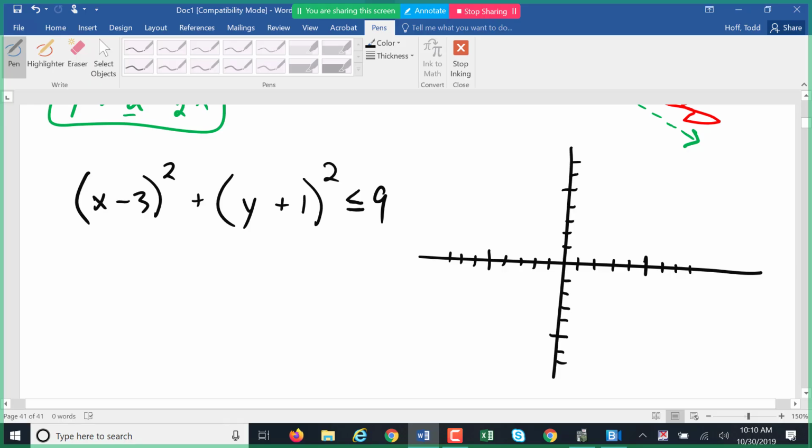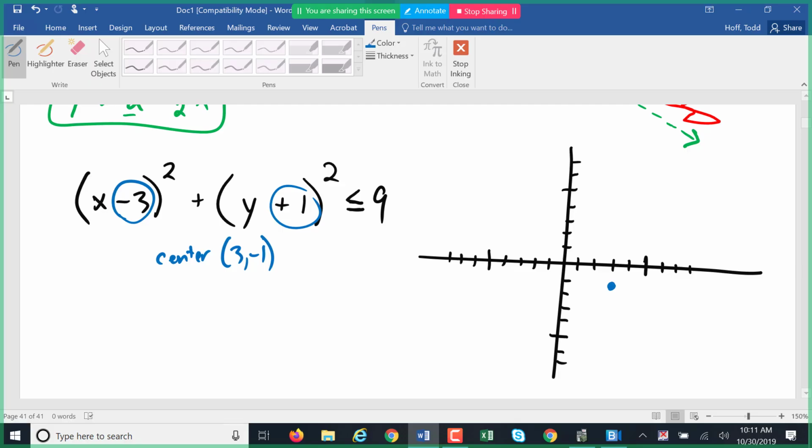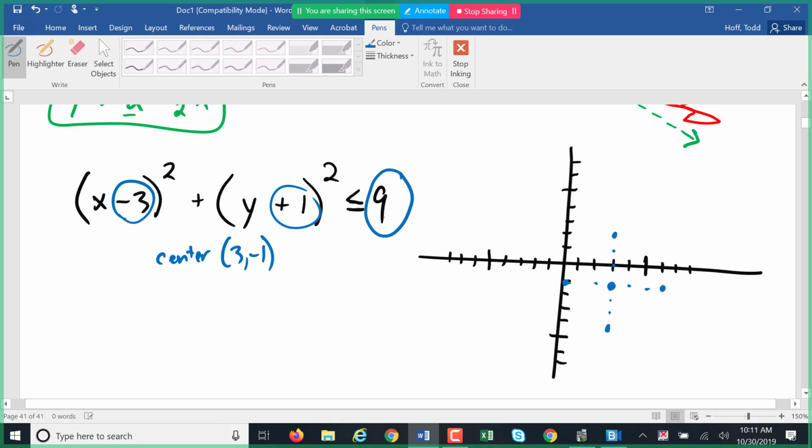This is the equation of a circle. The center of that circle is going to be at 3, negative 1. Positive 3, negative 1. That's our center. Remember, the value subtracted from the x is the x coordinate. Value subtracted from the y is the y coordinate. This is the radius squared. So the radius is going to be 3. So from that point, we can go up 3, over 3, down 3. It is less than or equal to, so I can put a solid curve on my circle.